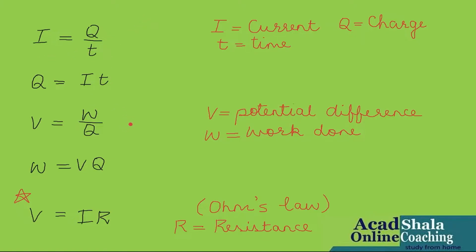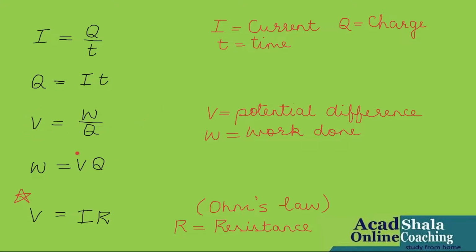Okay, let us go to the next one. V is equal to W upon Q. V is known as potential difference. Q, you already know, is charge. And W is known as work done. If work and charge are known in the numerical, you can calculate the potential difference: put in this formula, insert the values, and you can calculate the potential difference.